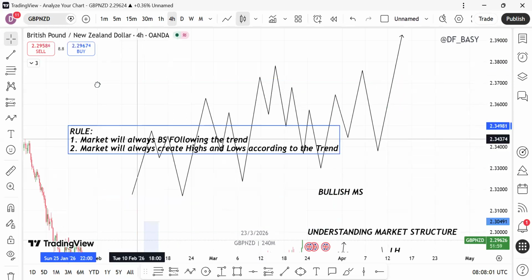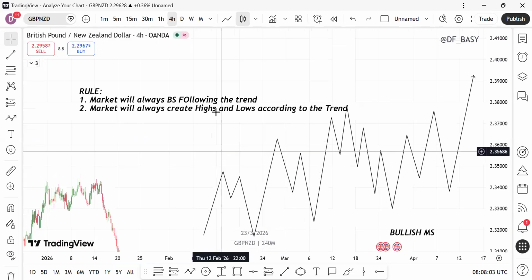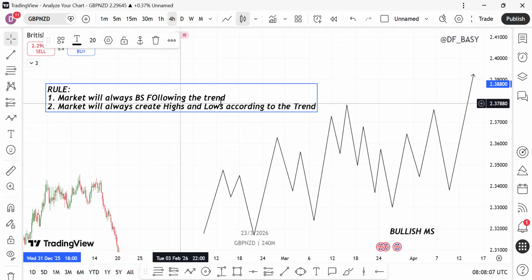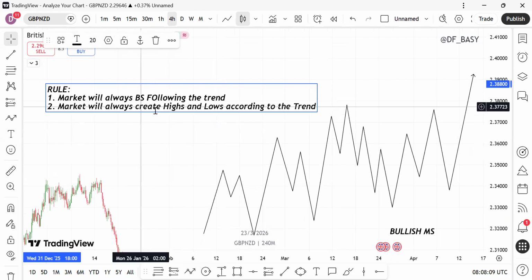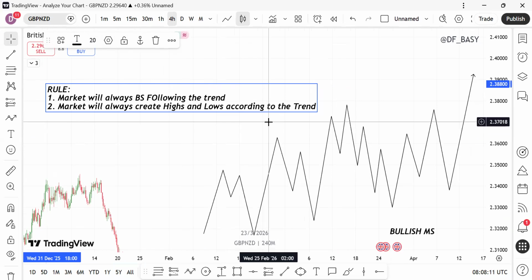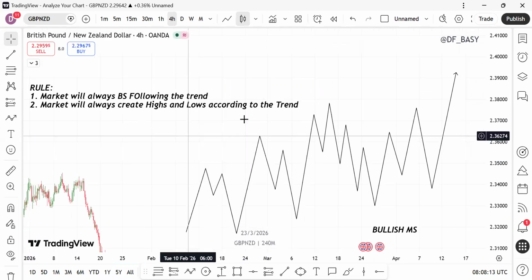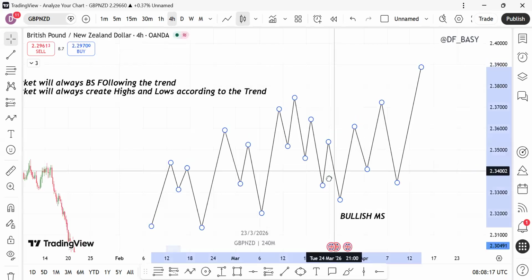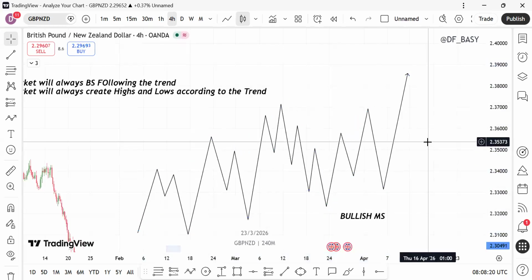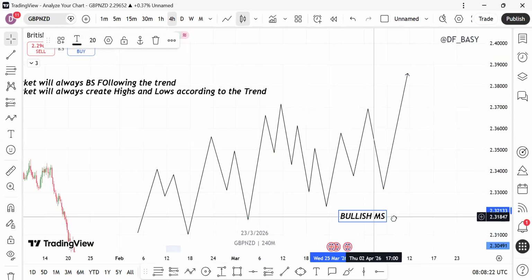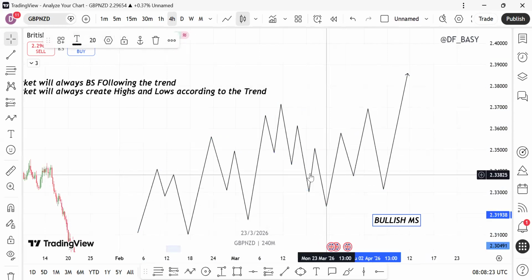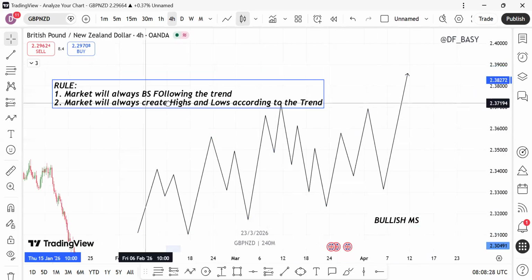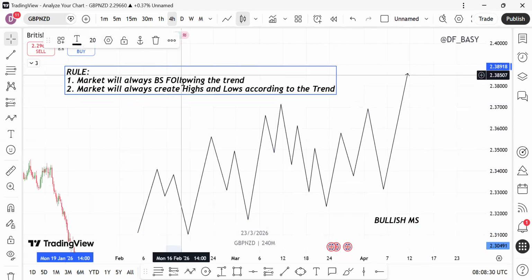So now let's read out this rule. Market will always do what? Rule number one, market will always break structure following the trend. Market will always create highs and lows according to the trend. So you are following this rule now. If you're caught in a situation where you have this type of market structure, how do you identify if this is a bullish market structure or a bearish structure? Following this rule, market will always break structure following the trend.